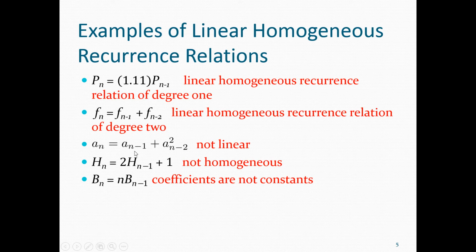Now, an is equal to an minus 1 plus an minus 2 squared. This is not linear because of this term, an minus 2 squared. Now this relation, hn is equal to 2hn minus 1 plus 1, is non-homogeneous because of this 1. Bn is equal to n bn minus 1 does not have constant coefficients because of this coefficient n. Right. So I hope you have understood all the concepts.